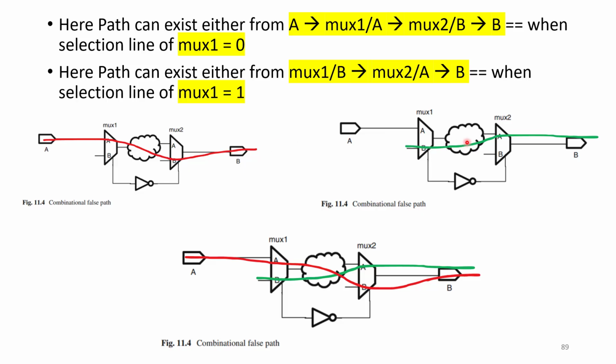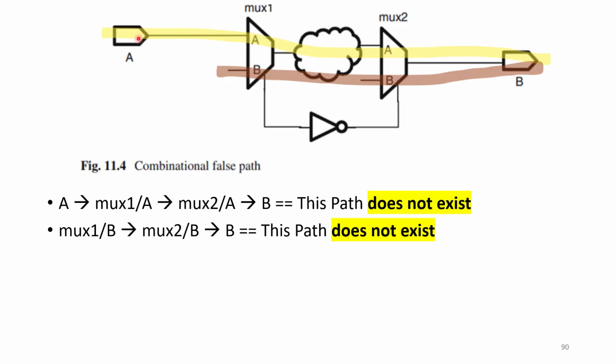Whenever selection line is equal to 1, this green path exists. Whereas there won't exist a direct path from A to B and from B to B. So these are the two paths that won't be present: from A going to B, and from B going to B. These are the paths which do not exist because of the presence of this inverter.